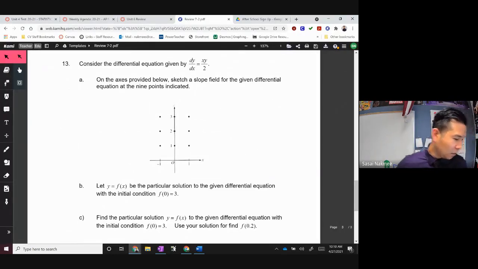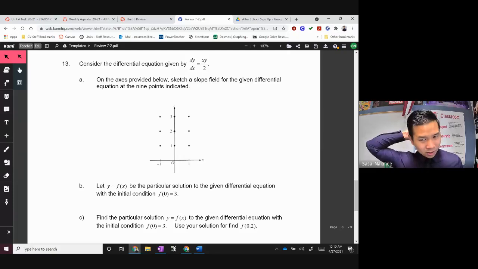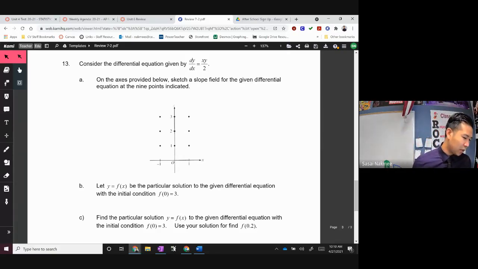All right, next one up is 13A. This one's another slope field one. Do you guys really need me to do another slope field one? Because 13A is literally just those 9 points right there, from -1, 3 all the way down to -1, 1, and the rest of them. You just have to plug in your x and y values and graph those slopes. Can we do 13C?